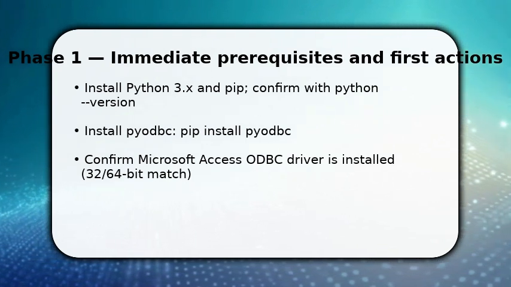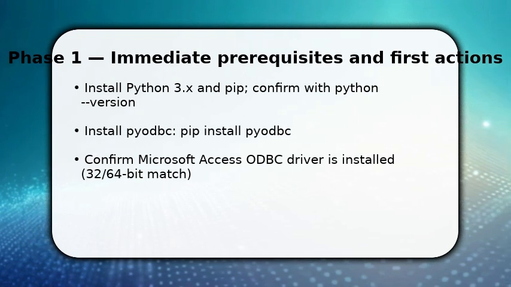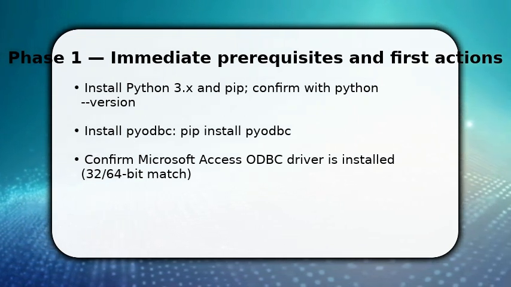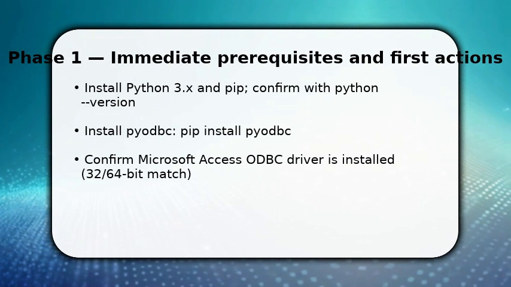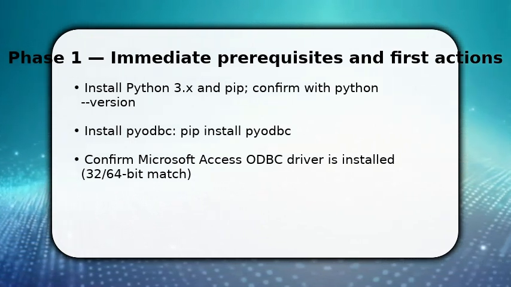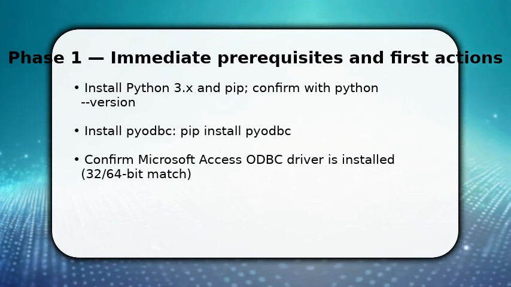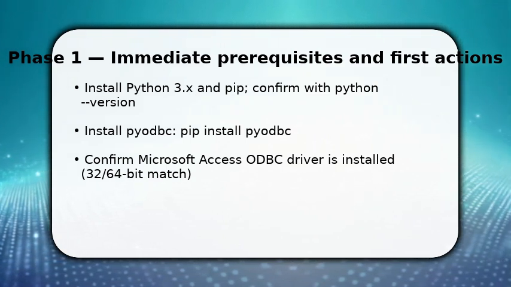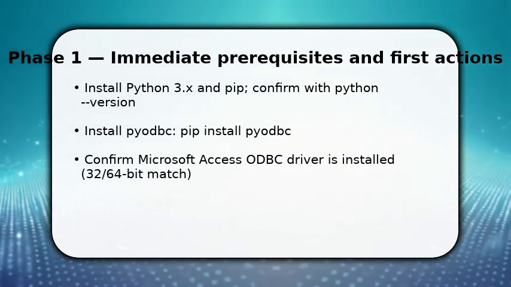Mismatches are common. Next, prepare the ACCDB or MDB file path and note the full path string. Finally, open your editor so you can write a short DSN-less connection string and test connectivity immediately. Now you will build the connection and run queries.